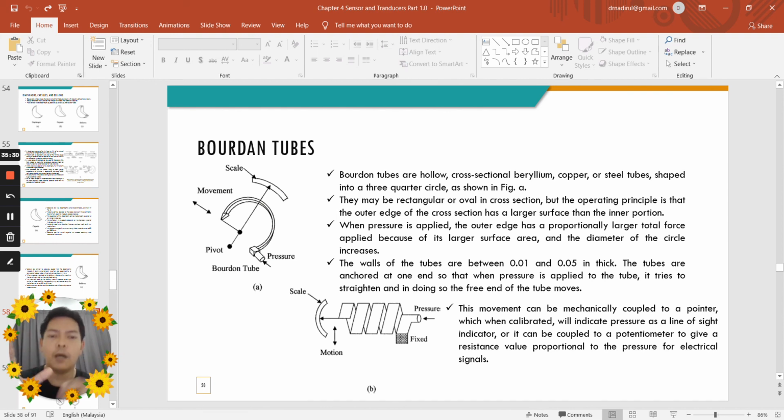The tube is anchored at one end so that when pressure is applied to the tube, it tries to straighten, and in doing so, the free end of the tube moves. This movement can be mechanically coupled to a pointer, which is calibrated to indicate pressure as a line of sight indicator, or it can be coupled to a potentiometer to give a resistance value proportional to the pressure for an electrical signal. Figure B shows the movement of the Bourdon tube when pressure is applied to it.